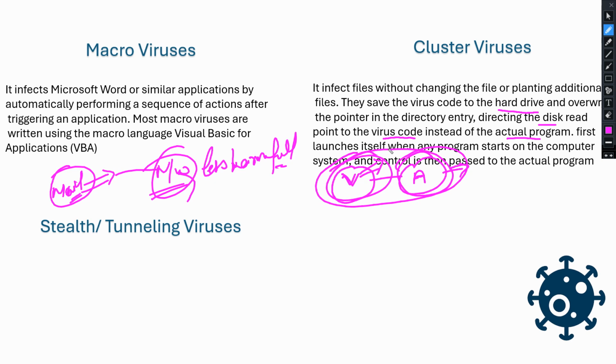With that, what is happening? It launches itself when any program starts on the computer system, and control is then passed to the actual program. Okay, so that's why it's a cluster virus. One more thing, a cluster virus infection can lead to severe problems if the victim does not know its exact location. If it infects memory, it controls access to the directory structures on the disk.